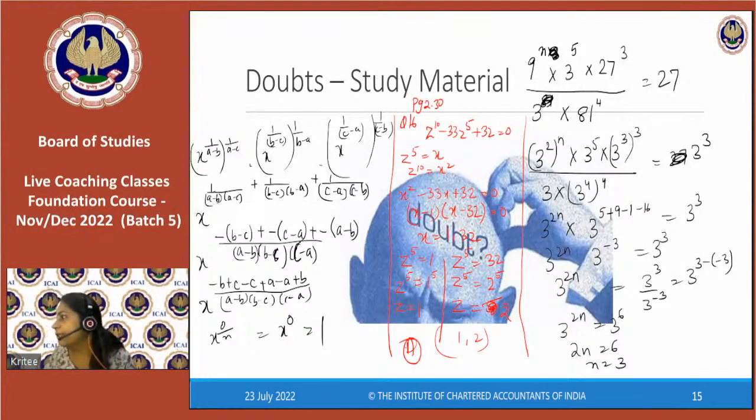Malay is asking question number 16, page 1.36. Please, ma'am. Okay, 1.36. And question number 16. Would reduce to 0 if a plus b plus c is equal to something.